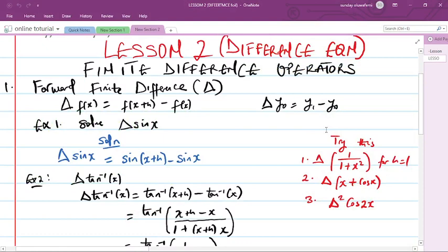In today's class, we'll be checking lesson 2 of difference equation. Today we are going to check the finite difference operators. So let's start. First we will check the forward finite difference operator.